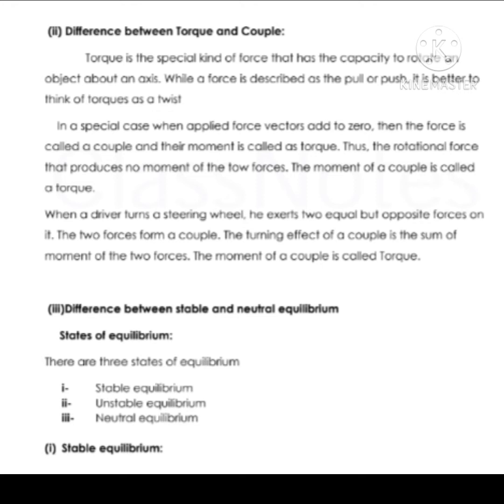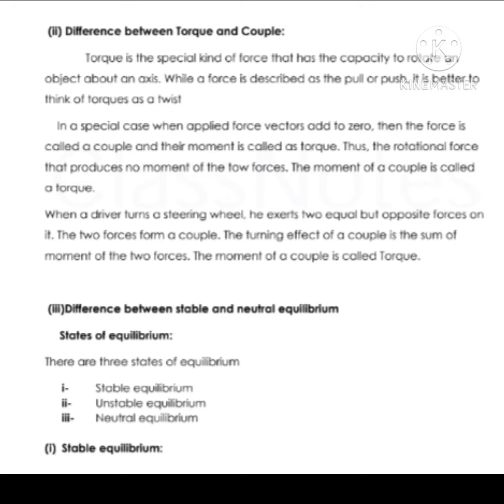Thus, the rotational force produced by the moment of two forces, the moment of a couple, is called a torque. When a driver turns a steering wheel, he exerts two equal but opposite forces on it. The two forces form a couple. The turning effect of a couple is the sum of the moments of the two forces. So, the moment of a couple is called a torque.